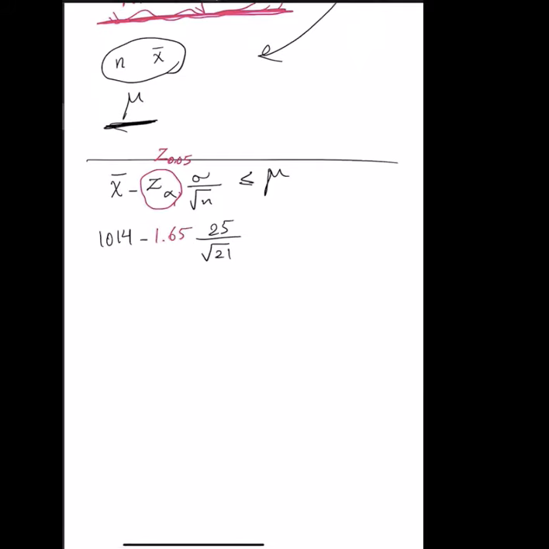is 1.65. Again, I would recommend knowing z of 0.025 and z of 0.05. I think these are the two that you see a lot in the examples, but at the very least these two. Okay, and then this is going to be equal to mu, and when we do the calculations, this is what we get. Okay, that's the one-sided confidence interval.